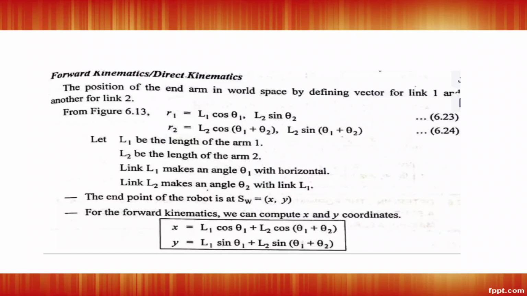Next we have to calculate the total x distance. We calculate it by adding x1 and x2. So x equals x1 plus x2. In the same way we find the y distance by adding y1 and y2. So y equals y1 plus y2. Here we get the larger equations for x and y. So the total x distance equals L1 cos theta 1 plus L2 cos of theta 1 plus theta 2, and the total y distance equals L1 sin theta 1 plus L2 sin of theta 1 plus theta 2. That is the final equation for forward kinematics of 2 degrees of freedom in 2 dimensions.